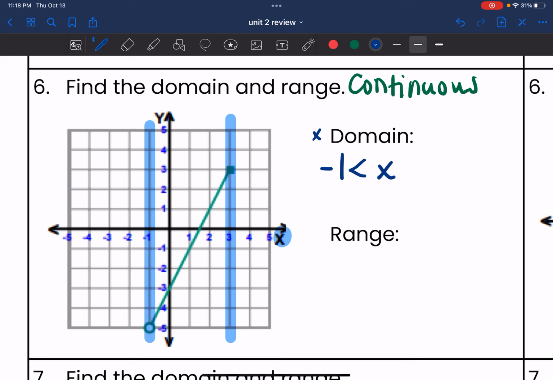Domain is x. Then over here where it stops, that circle is filled in. So this is going to be less than or equal to, and then that number was 3. So there is our domain.